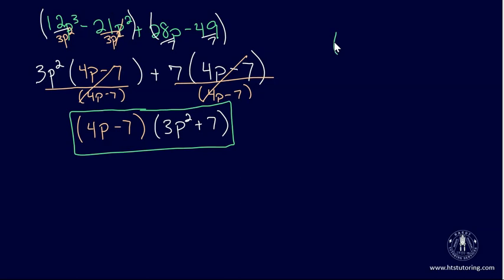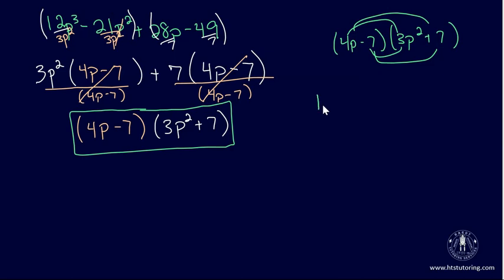So let's do that real quick. Say 4p minus 7 times 3p squared plus 7. We're going to multiply the 4p through and then the negative 7 through. So 4p times 3p squared is 12p cubed. And 4p times 7, so plus 28p. And then negative 7 times 3p squared, negative 21p squared. And then negative 7 times 7, minus 49.